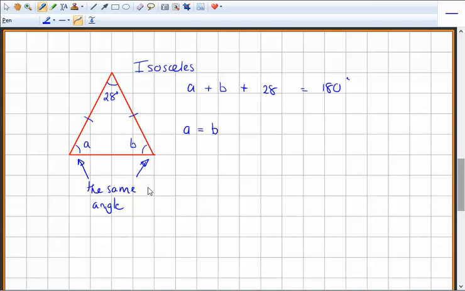To work out those two angles, would you say 180 minus 28 is 152? Yes, 152. Then 152 divided by 2, because it's shared between these two angles. 100 divided by 2 is 50, 50 divided by 2 is 25, and 2 divided by 2 is 1. So 50 plus 25 plus 1 is 76 degrees. So we know that this angle and this angle are both 76 degrees because it's an isosceles triangle.